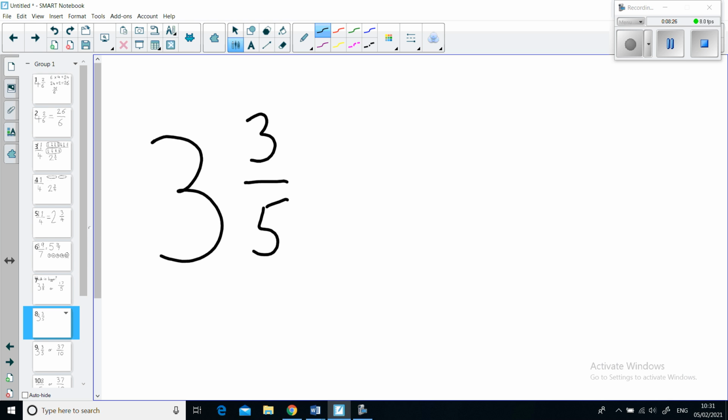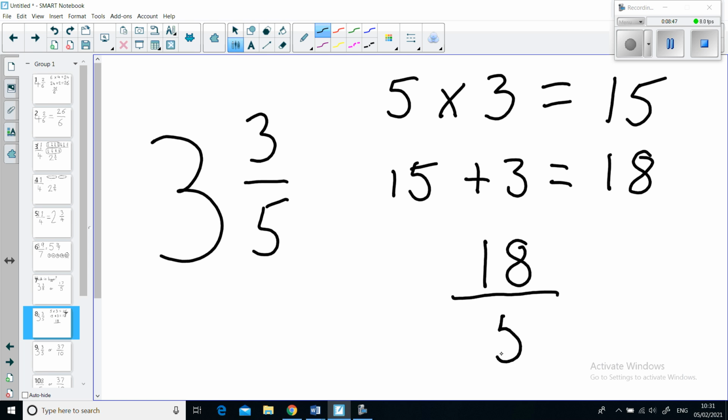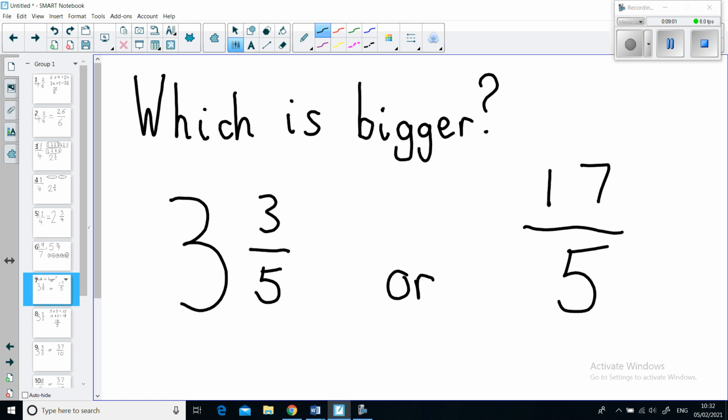So of course we know that when we do this, we do our denominator, which is 5, and we times it by our whole number, which is 3, and that equals 15. Then we add on our numerator, which is 3, and we get our answer 18. Put it back as a fraction under the same denominator, just like we did earlier, 18/5. Okay, so now we know that 3 3/5 is exactly the same as 18/5.